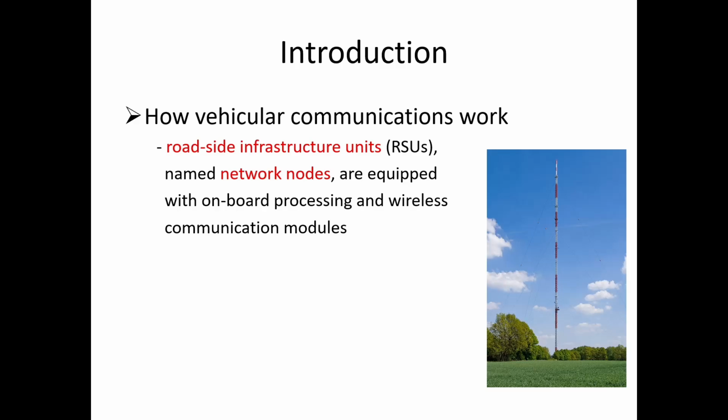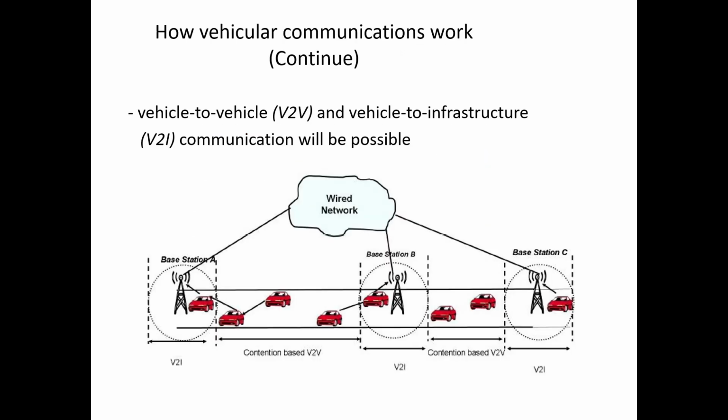Introduction. How does a vehicular communication network work? Roadside infrastructure units, named network nodes, are equipped with onboard processing and wireless communication modules. Vehicle to vehicle and vehicle to infrastructure communications will be possible.